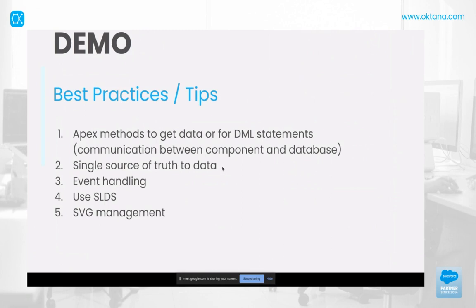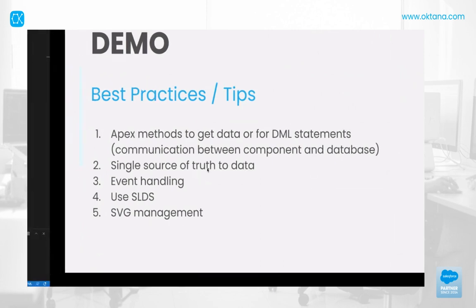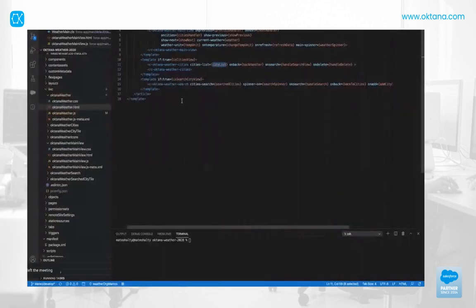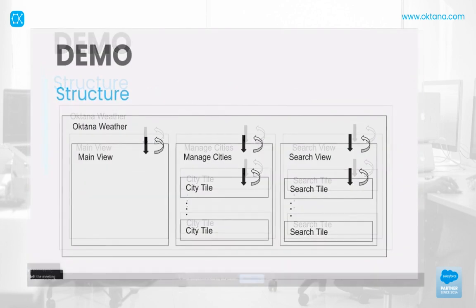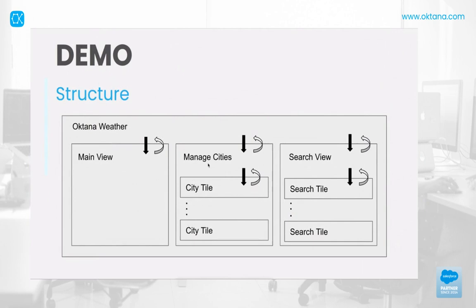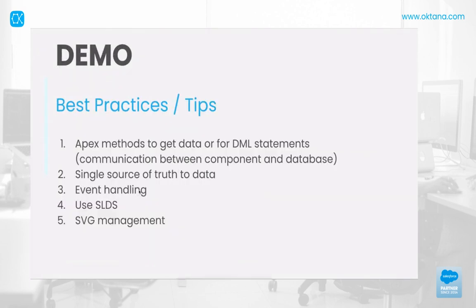Then, single source of truth for the data. What does this mean? It's also what we were talking about earlier, that any change should be done in the parent component. Every change should be done in the Octana weather. The main view, the Mars cities, the city tile, all these components shouldn't make any change. They should just dispatch an event to the parent, and the parent should make the changes and communicate back again to the child. Then one more: event handling is what we were talking about, connected to the single source of truth.